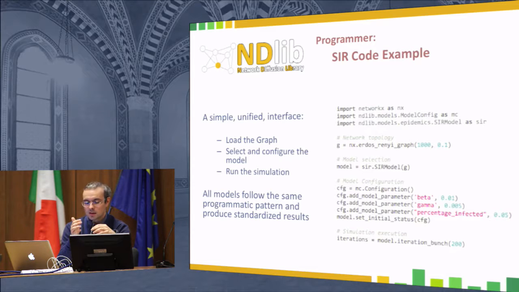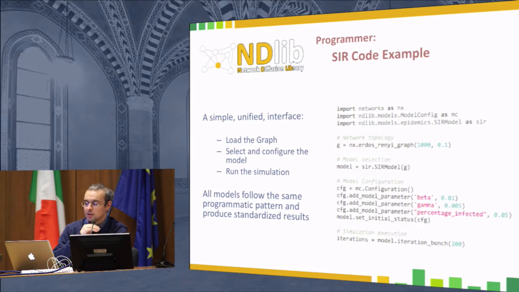This framework is implemented for both programmers and visual analysts. Programmers could choose to use this framework, this library, in two ways. The first one is basically writing code that works on their own machine. This is an example, for instance, of the SIR model that I introduced before. As I said, in this Python code, and the library is programmed in Python, you have exactly the steps that I defined previously in the workflow.